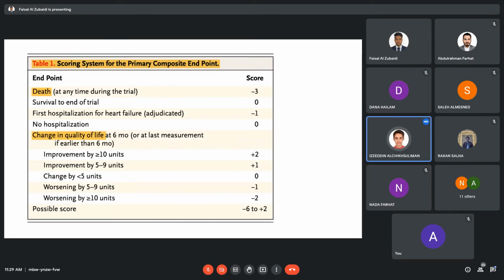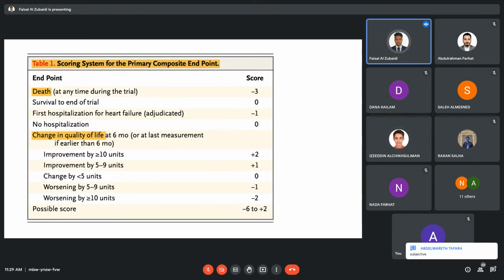Definitely subjective. It is subjective, so it's prone to mistakes, since we are only relying on the patient's answers. It's also very sensitive to bias. If the patients know that they are taking the medication, they will most likely answer that they are improving. And if they know they are in the placebo arm, they will tend to report the same symptoms they used to have prior to the intervention.